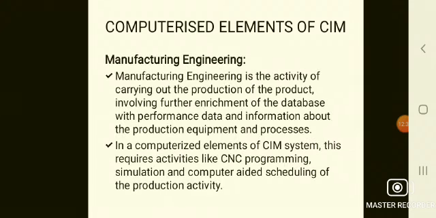Then manufacturing engineering. Manufacturing engineering is the activity of carrying out the production of the product, involving further enrichment of the database with performance data and information about the production equipment and process. In the computerized elements of the CIM system, this requires activities like CNC programming, simulations, and computer aided scheduling of the production activity.